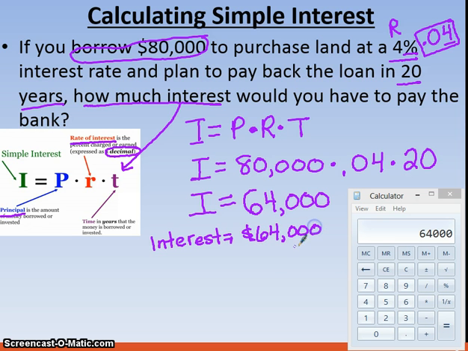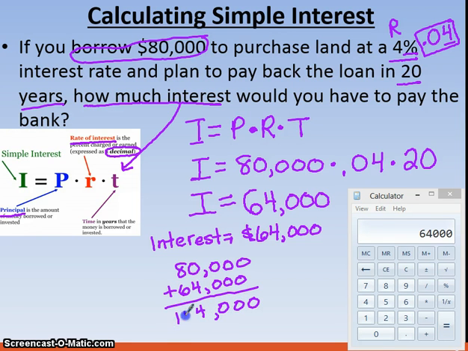This is the amount of money the bank earns. If I want to know how much I would have to pay back in all, I would have to add the amount that I borrowed, which would be $80,000, plus the interest, which would be $64,000, to get $144,000 in all. So even though the loan was only for $80,000, I'm actually going to end up paying back $144,000 in all.